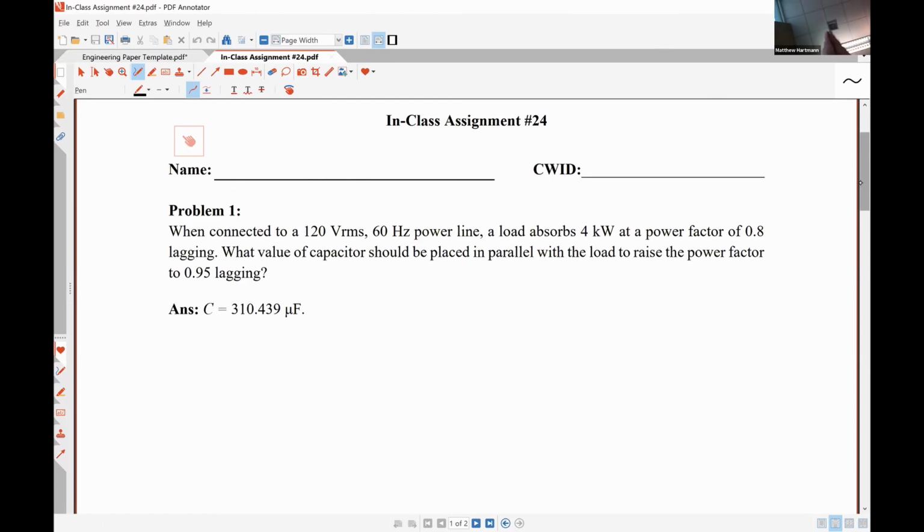Let's see. This first problem says that when connected to a 120 volt RMS 60 hertz power line, a certain load absorbs 4 kilowatts of power at a power factor of 0.8 lagging. And we're asked to determine the value of the capacitor that should be placed in parallel with the load to raise the power factor to 0.95 lagging.